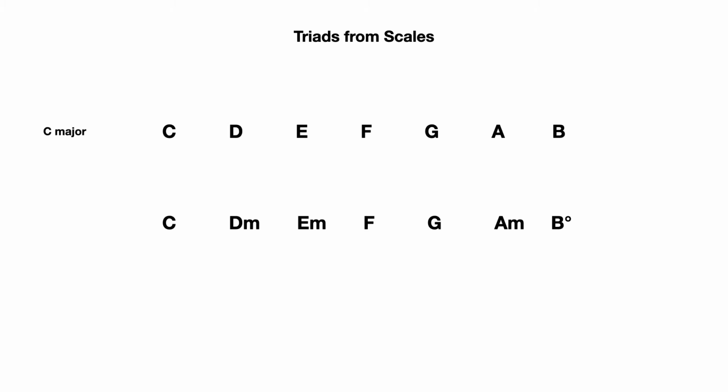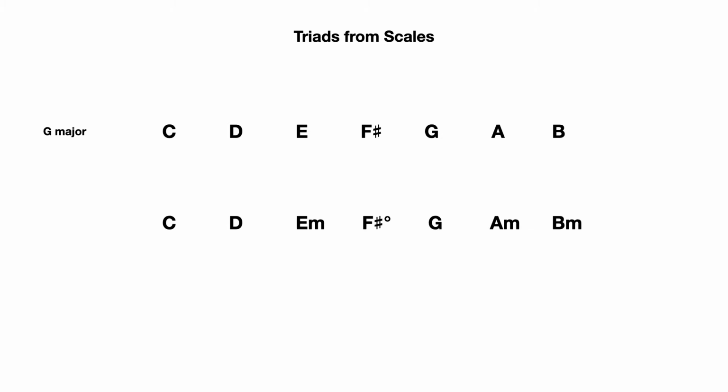And so we have C major, D minor, E minor, F major, G major, A minor, and B diminished. Now, if we look at our previous scales that we have transformed from C, so say, for example, G major, we can build those same triads, except now we have C major, D major, E minor, F sharp diminished, G major, A minor, and B minor.